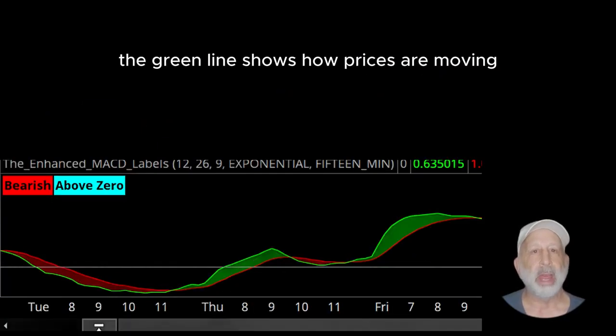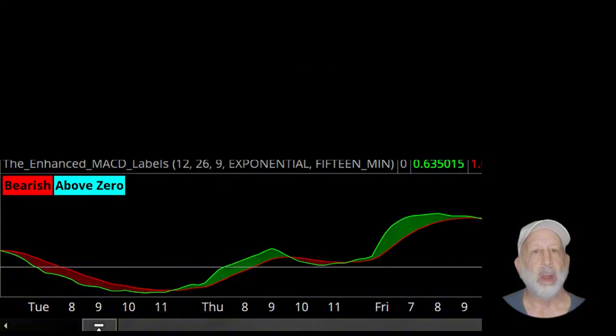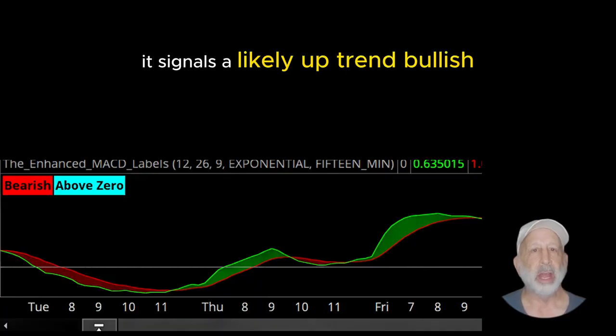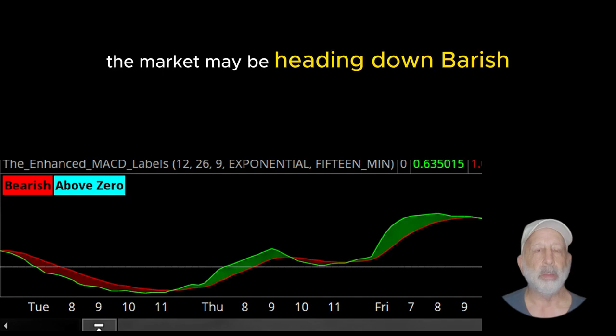The green line shows how prices are moving. The red line smooths out these changes for a clearer picture. When the green line is above the red, it signals a likely uptrend, bullish. When it's below, the market may be heading down, bearish.